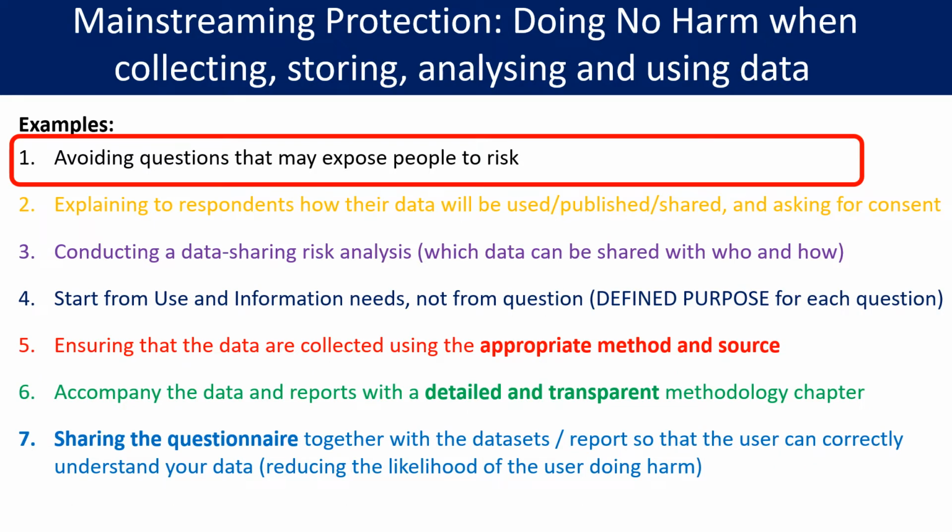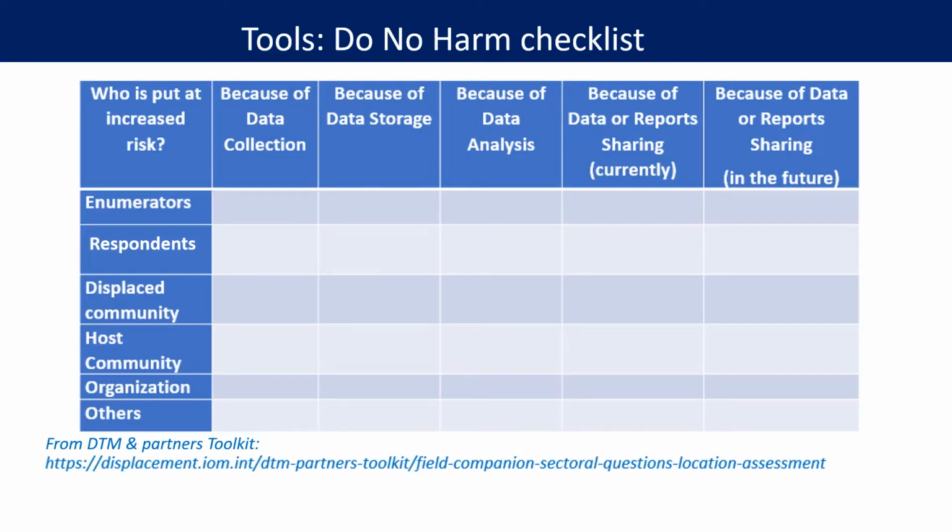Let's start looking at avoiding questions that may expose people at risk and how we can do that. There is a tool in the DTM and Partners Toolkit that was developed together with our protection colleagues in and out of IOM. It's called the Do No Harm Checklist. This tool is useful because it summarizes what you need to consider when you analyze the potential of doing harm of each question in your data collection exercise.